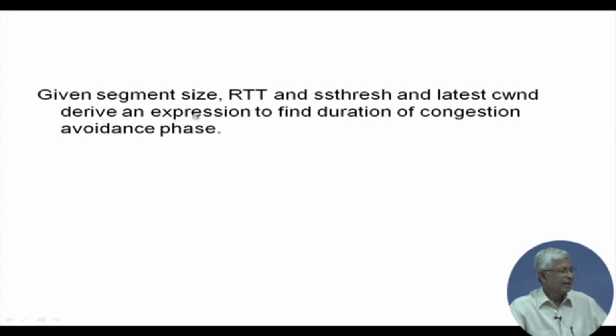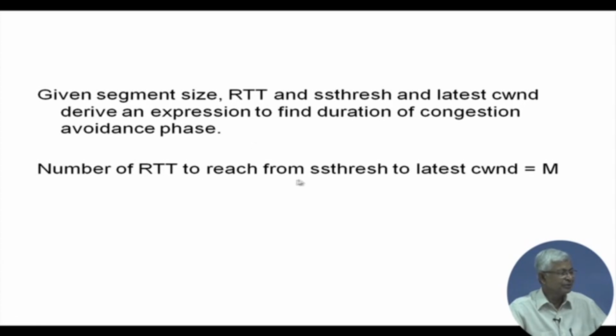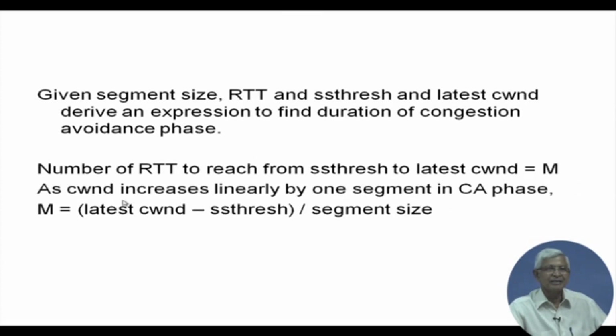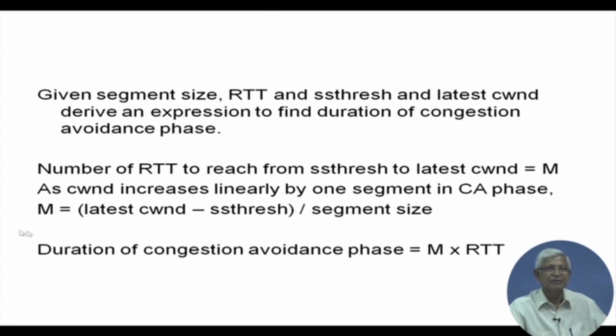Given segment size, RTT, SS threshold and the latest CWND, derive an expression to find the duration of the congestion avoidance phase. So, when it is growing linearly, that is CWND is more than SS threshold. Let us call the number of RTTs to go from SS threshold to the latest CWND m. As CWND increases linearly by 1 segment in the congestion avoidance phase, m is the latest CWND, which is higher than SS threshold, minus SS threshold, divided by the segment size. So, I got m. So, m times RTT is the duration of the congestion avoidance phase.